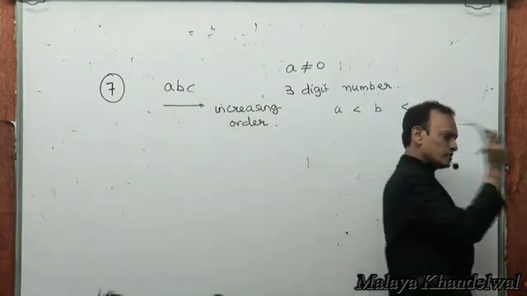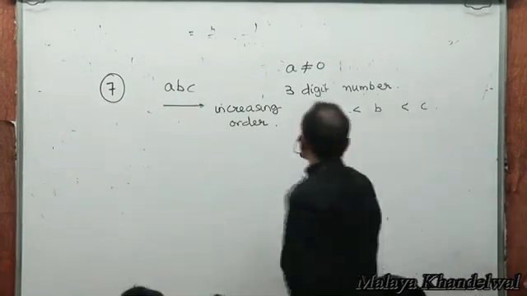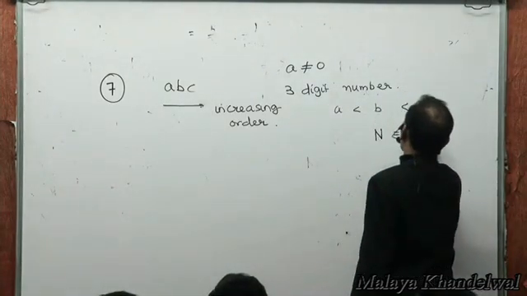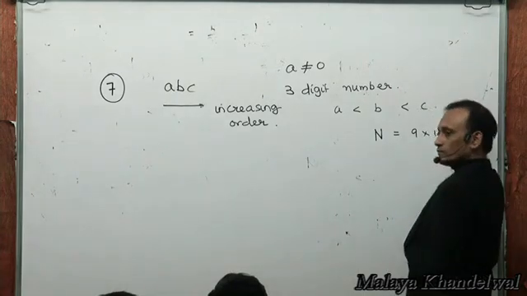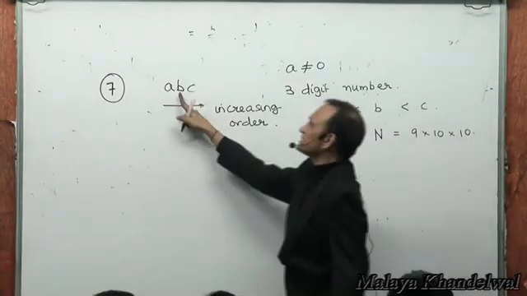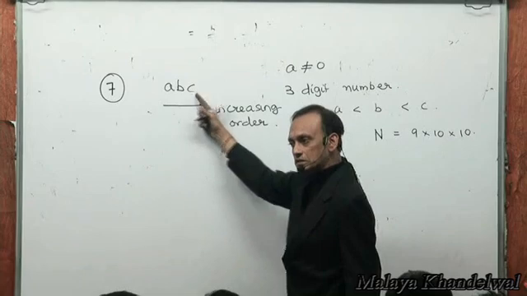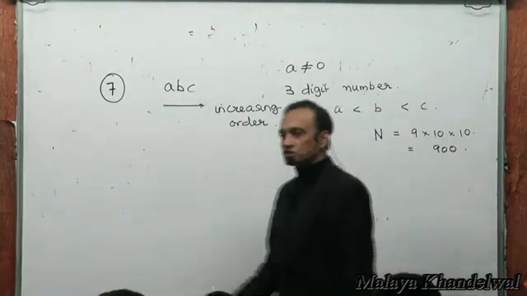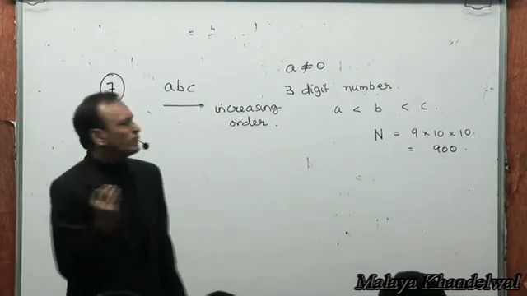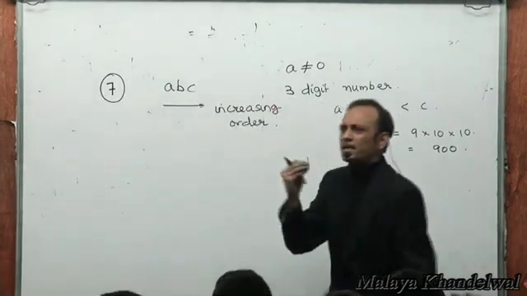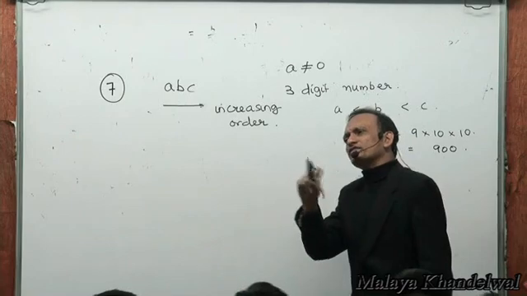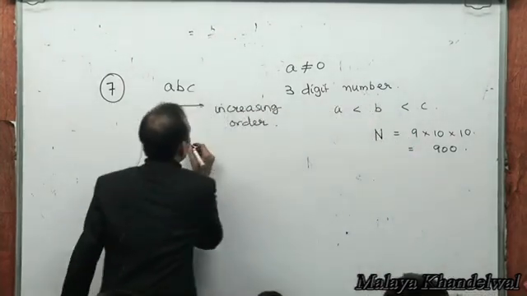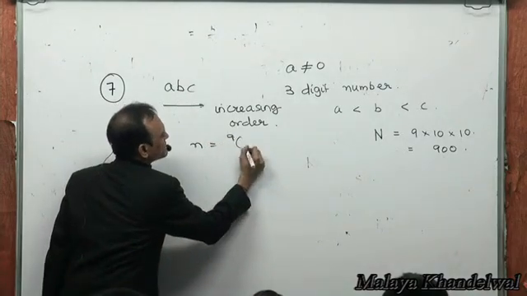Clear? First of all, the total number of 3-digit numbers is 9 into 10 into 10, right? 9 ways of selecting A, 10 ways of selecting B, 10 ways of selecting C. So these are the 900 3-digit numbers. Now, if you select any 3 numbers x, y, z, there is only one way in which you can arrange them in increasing order A, B, C. So, how many favorable cases? 9C3, isn't it?